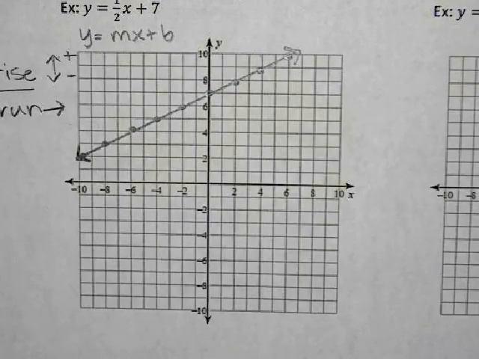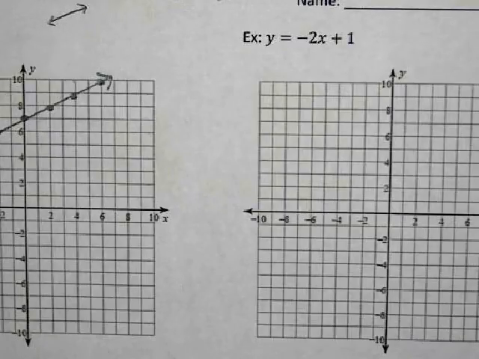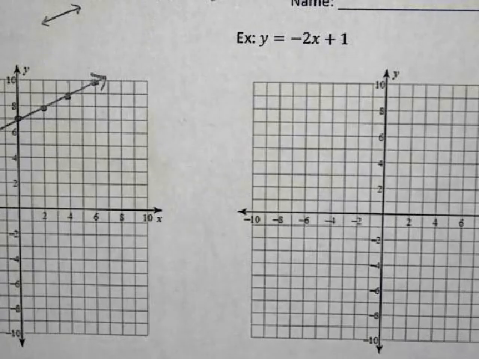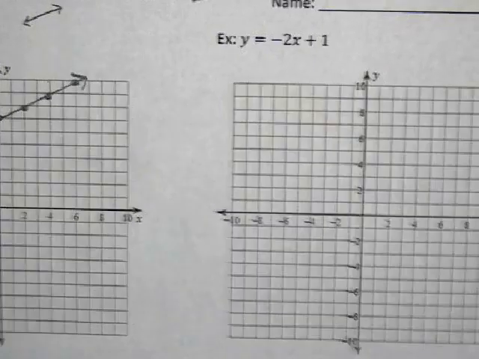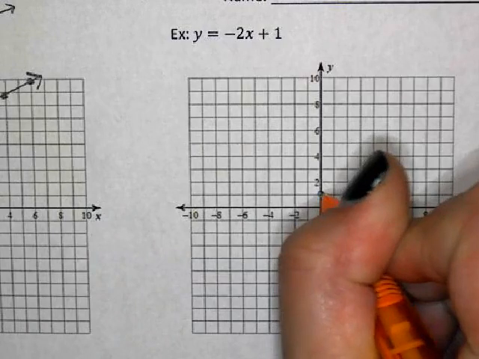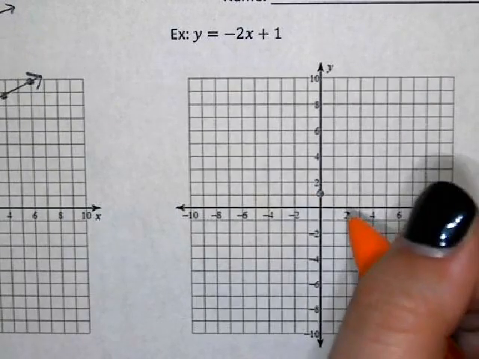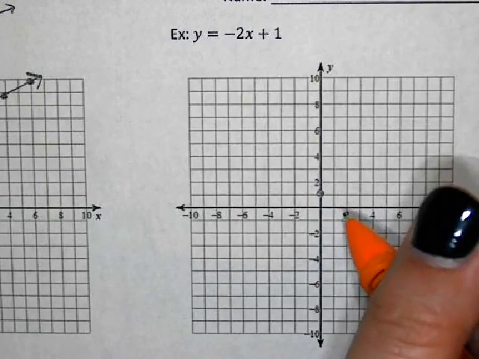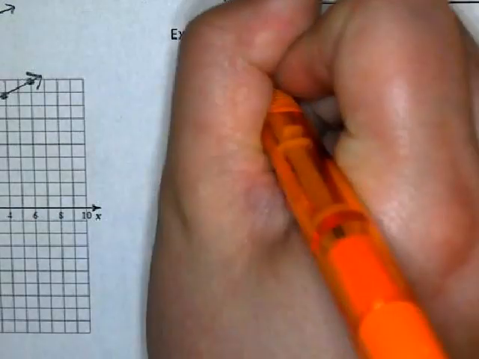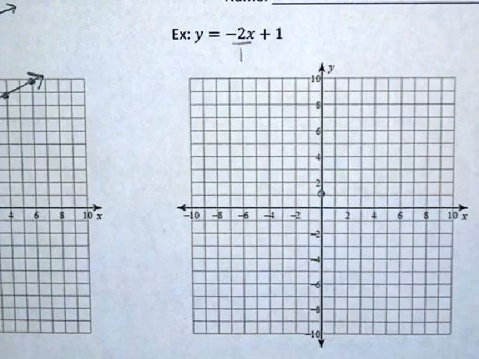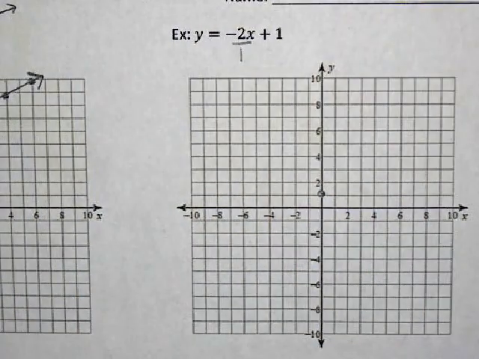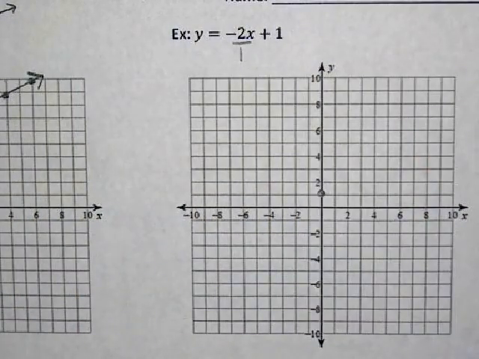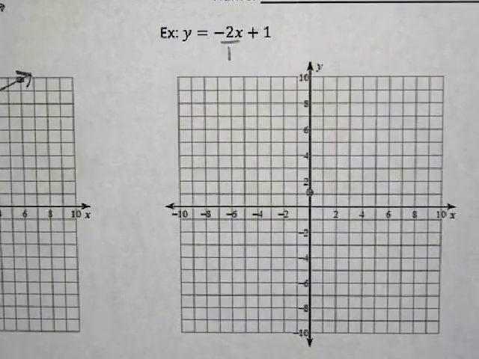Okay, for the next one, where do we start? Positive 1. Now, this slope is written as -2. It's a whole number. We want it to be a fraction, so we put it over 1. So anytime you have a whole number, you're just going to write it as a fraction. So with this one, it's got a negative in the front. What does that mean? We're going to go down.